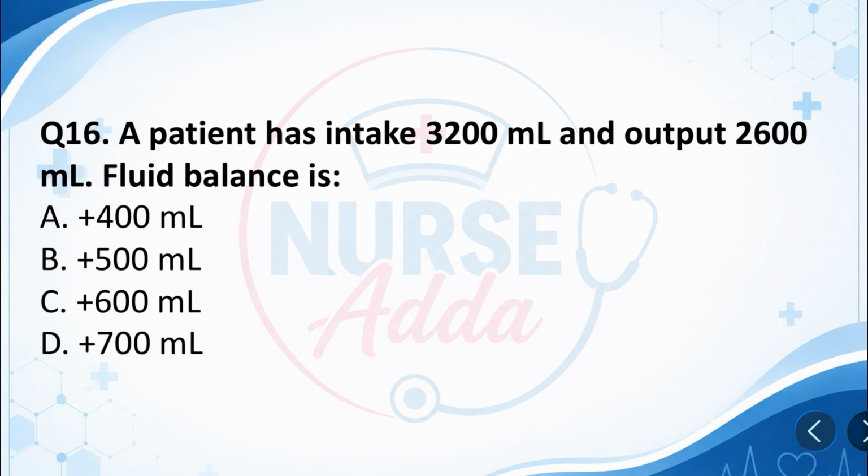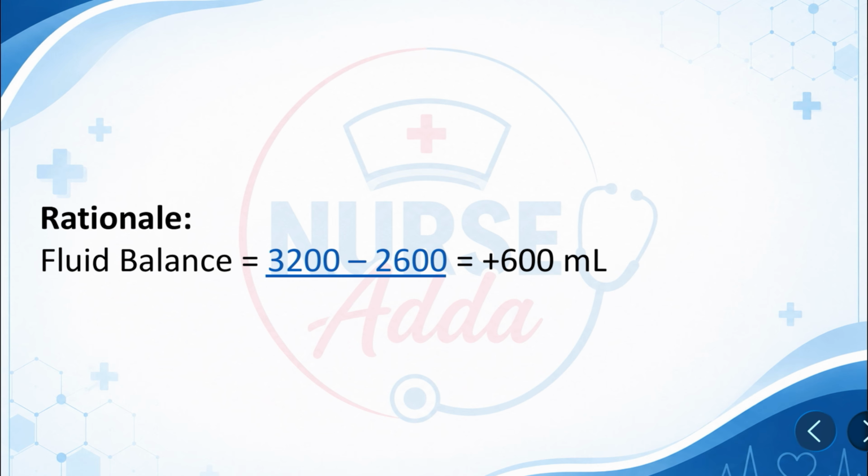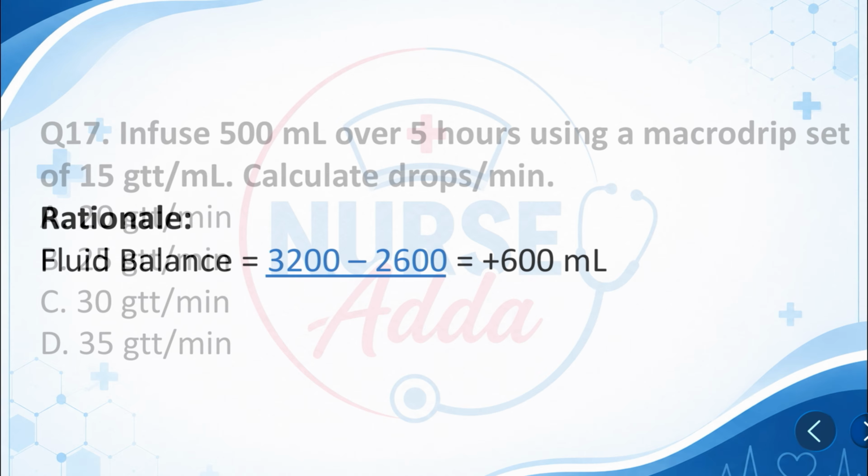Moving into the next question, question number 16. A patient has intake 3200 ml and output 2600 ml. What is the fluid balance? The right answer is option C, plus 600 ml. The difference of intake and output gives us 600 ml, the right answer.